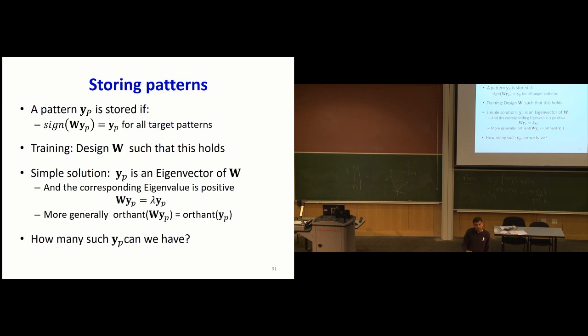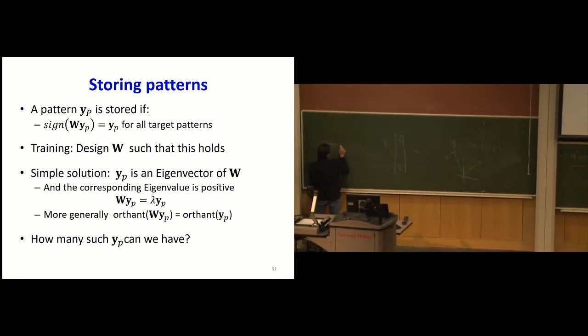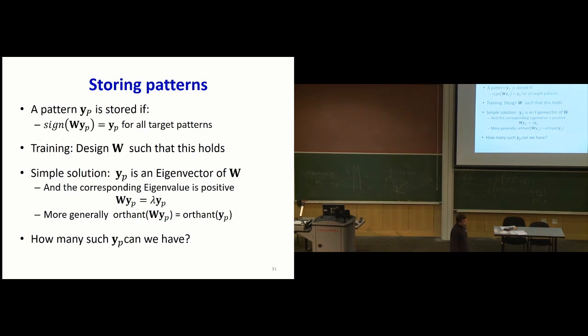I mean, the definition of an eigenvector is, if you have an eigenvector y, then wy equals lambda y, right? We have this. And if lambda is positive, that means the sine of wy is going to be the same as y itself. So if this is what I get, how many patterns can I store? Now let's go back to our question and think about the geometry.